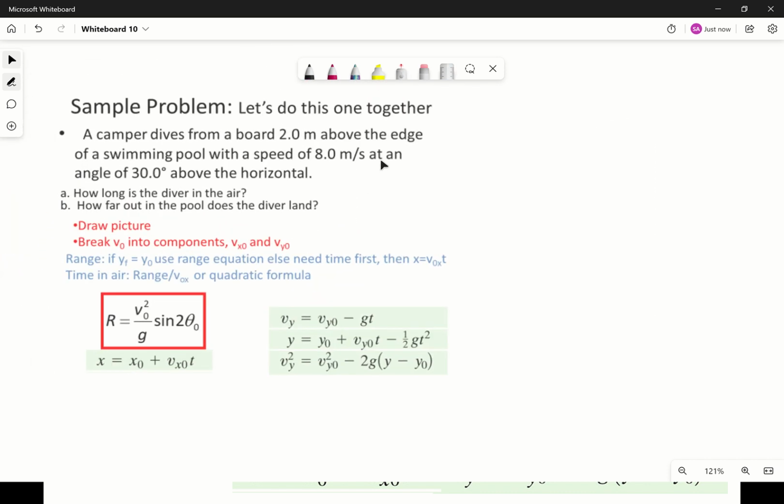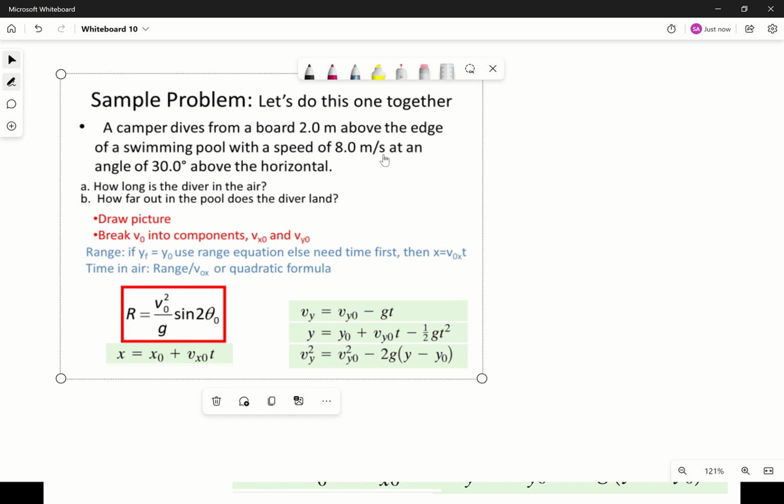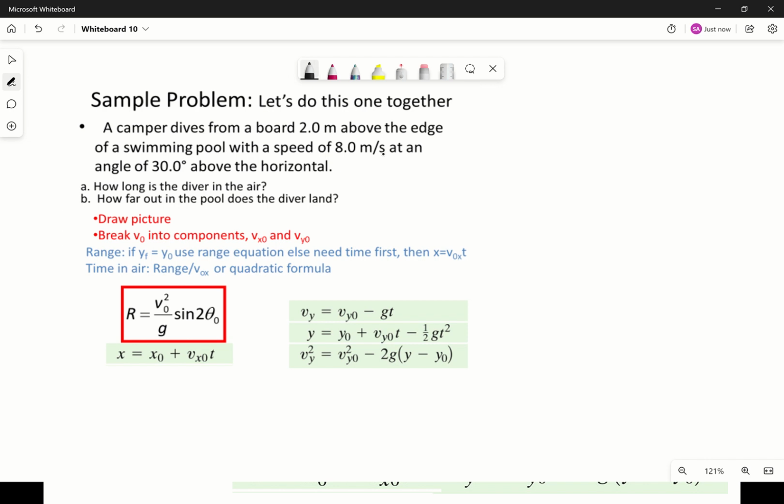Oops. Didn't mean to move that. So we want to get the time for part A, and we want to get the distance x final or range for part B. All right, so what's the recipe? So recipe, first of all, we're going to draw the picture, and we're going to break the velocity into components. So we're going to draw a picture.